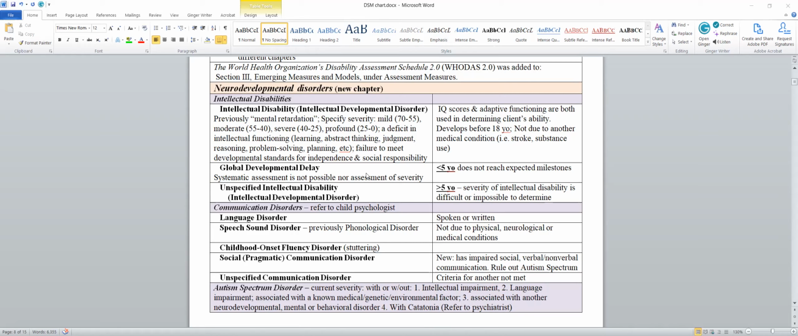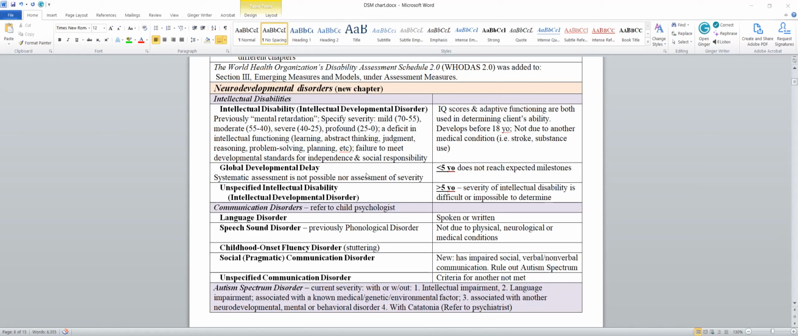The first subcategory, language disorder, is spoken or written. Speech sound disorder, previously phonological disorder, is not due to physical or neurological or medical conditions.